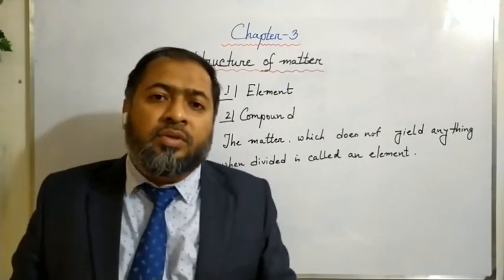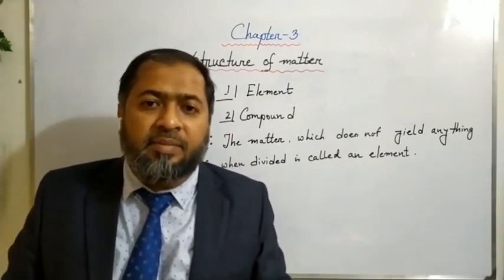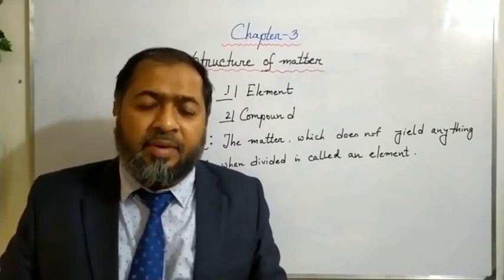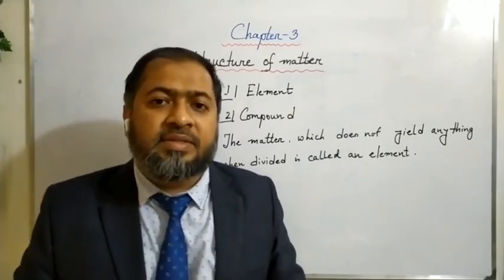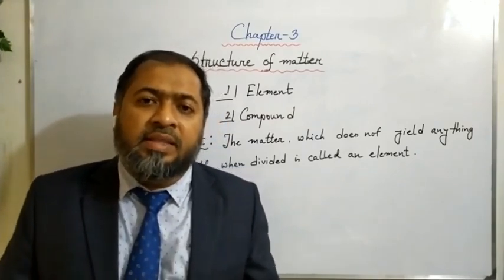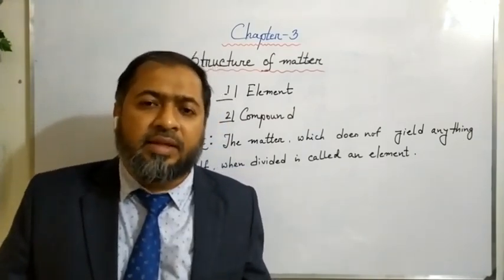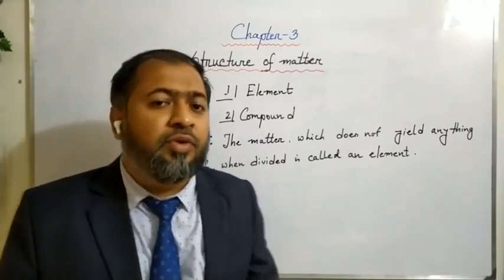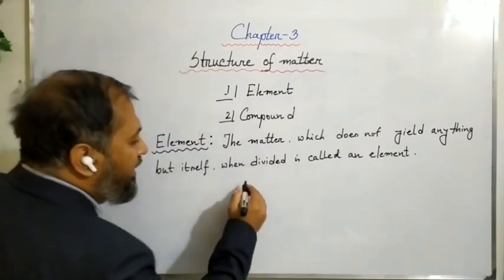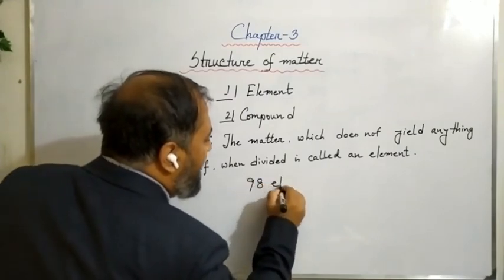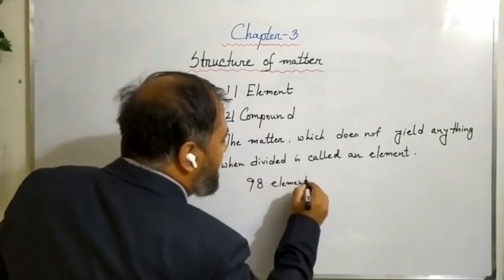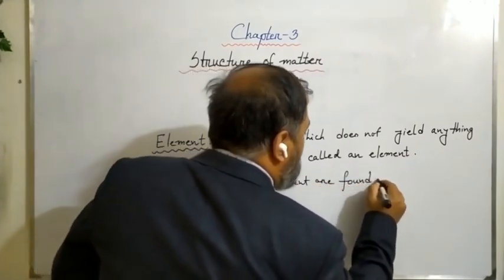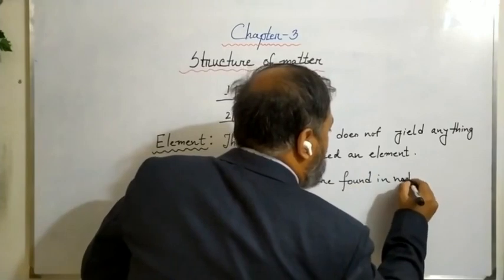Now, the total number of invented elements in this world is 118, and among them 98 elements are found in nature and the rest are made artificially inside the laboratory. So the total number of elements found in nature is 98.